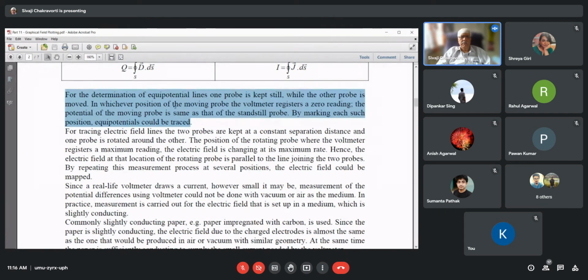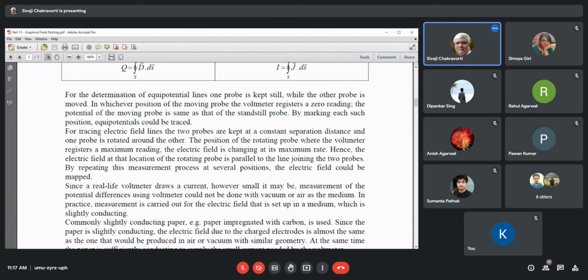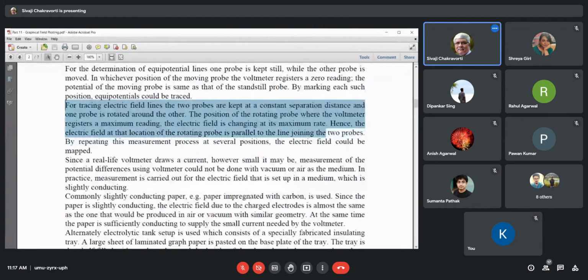At one particular position of the moving probe, the voltmeter will record a zero reading. And the potential of the moving probe is therefore the same as that of the standstill probe. If we mark these two positions on the paper, naturally we can trace the equipotential. So you can see the beauty of the method. And then how do I trace the electric field lines? Well, that is also not very difficult.